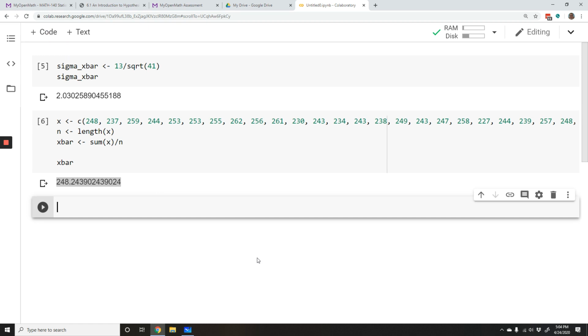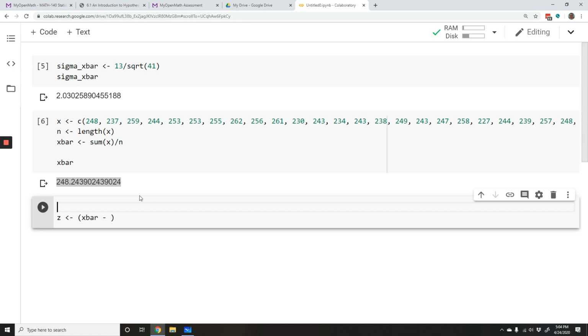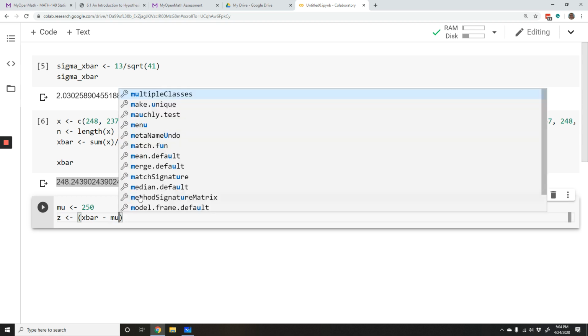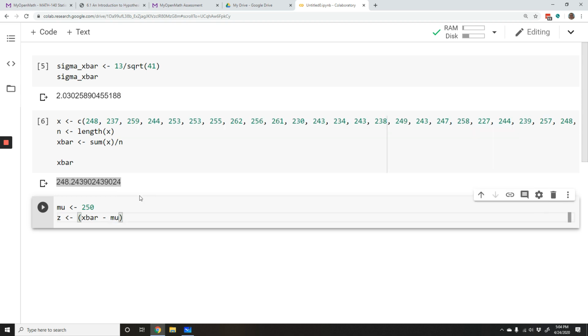Okay. So we'll have z, we'll have our sample mean, that's our point estimate, minus our population mean, right? Now, I don't have a variable for that yet. I could just type in 250. I kind of like dealing with variables. It keeps things simpler for me. So I'm going to create another variable with that 250. Now, you don't have to. You could just copy and paste the numbers if you want. But I find it easier to read with the variables.